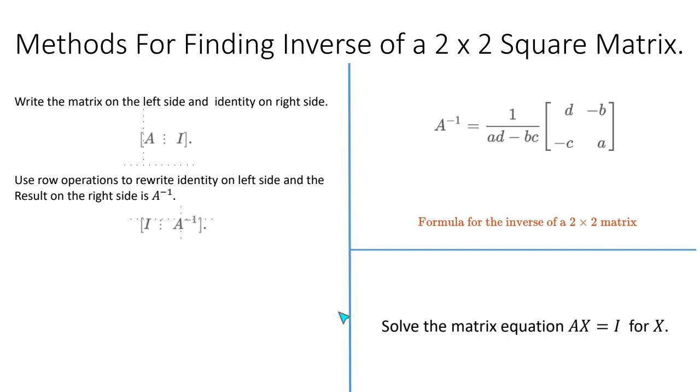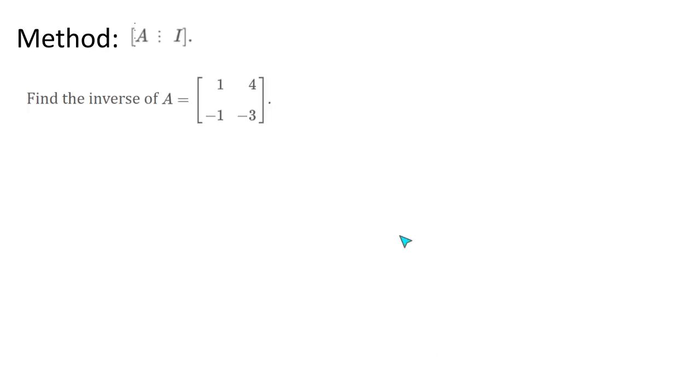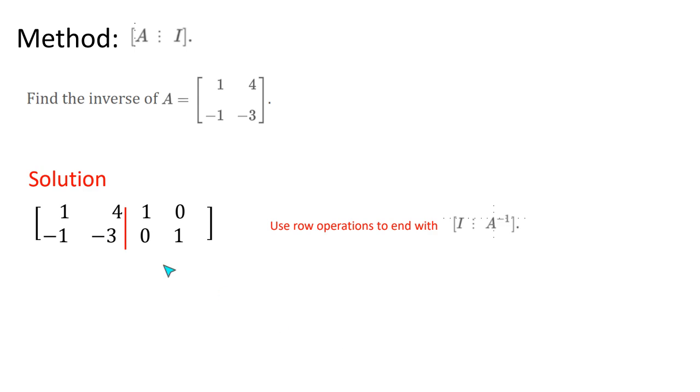But if you're interested in seeing this method, then if you go to your ebook in this section, you'll be able to see an example of using this method. So the first method, we're going to attach, so it says find the inverse of A. So we're going to attach the identity matrix. When I attach the identity matrix to the right side, then it looks like this. Now our goal is going to be to end up with the identity matrix first. And whatever's on this side, we're going to call that our inverse.